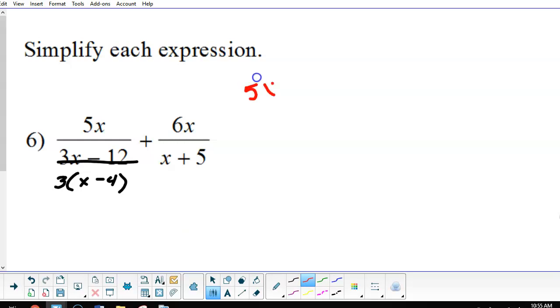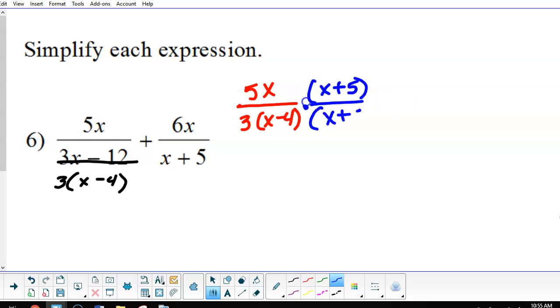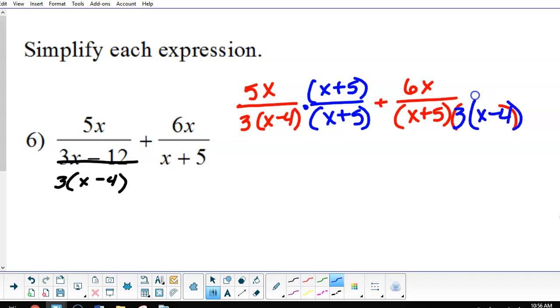Okay. So 5x is currently over a 3 and an x minus 4. So what does it need to multiply by? An x plus 5 over x plus 5. All right, and then there was a plus 6x over an x plus 5, which now needs to multiply by a 3 and an x minus 4. Okay, lovely. So the new denominator has what?